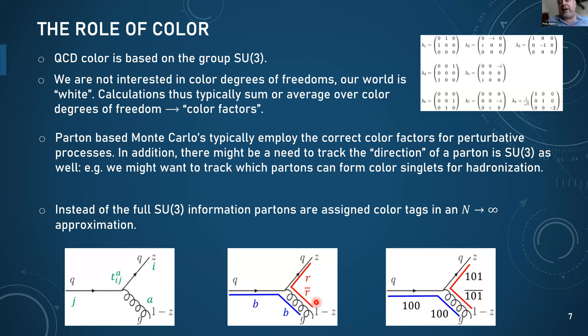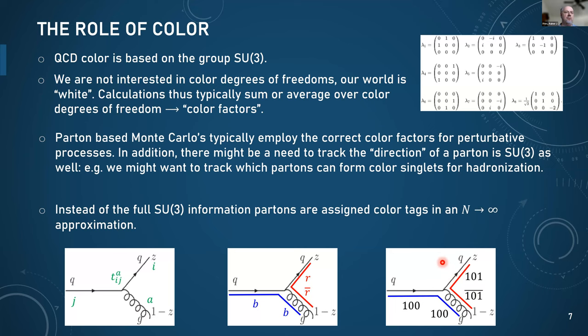The way you keep track of this in a shower Monte Carlo like Pythia is that you assign these color tags, and you see that the colors, the orientations in color space, are tracked by these integer numbers here. Whenever you come to a vertex, you just create a new one, okay? That's part of this N to infinity limit, that in a sense you treat this as an infinite reservoir of directions.